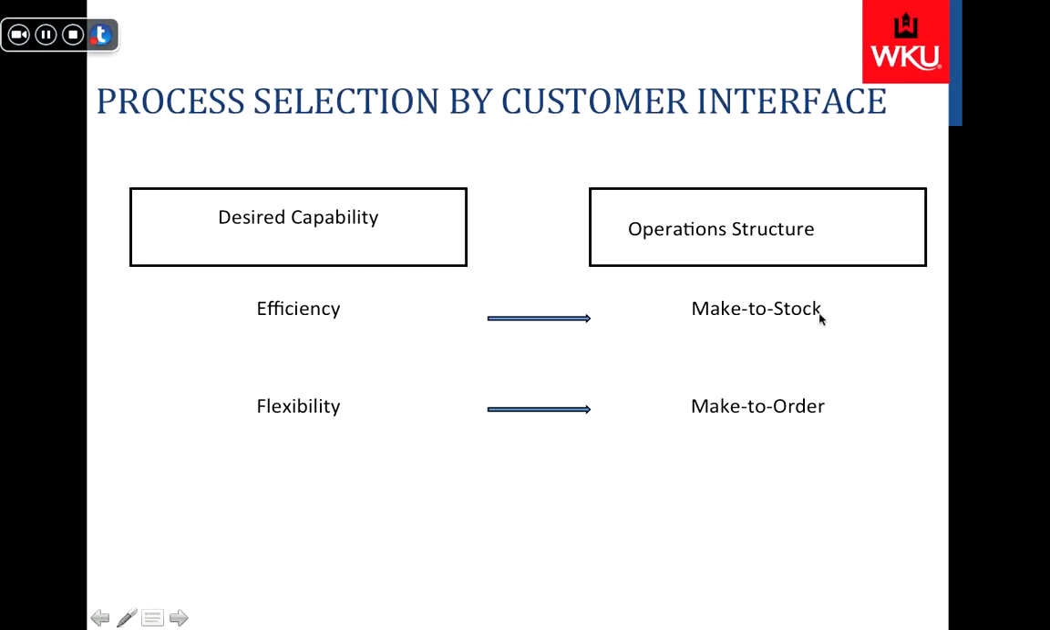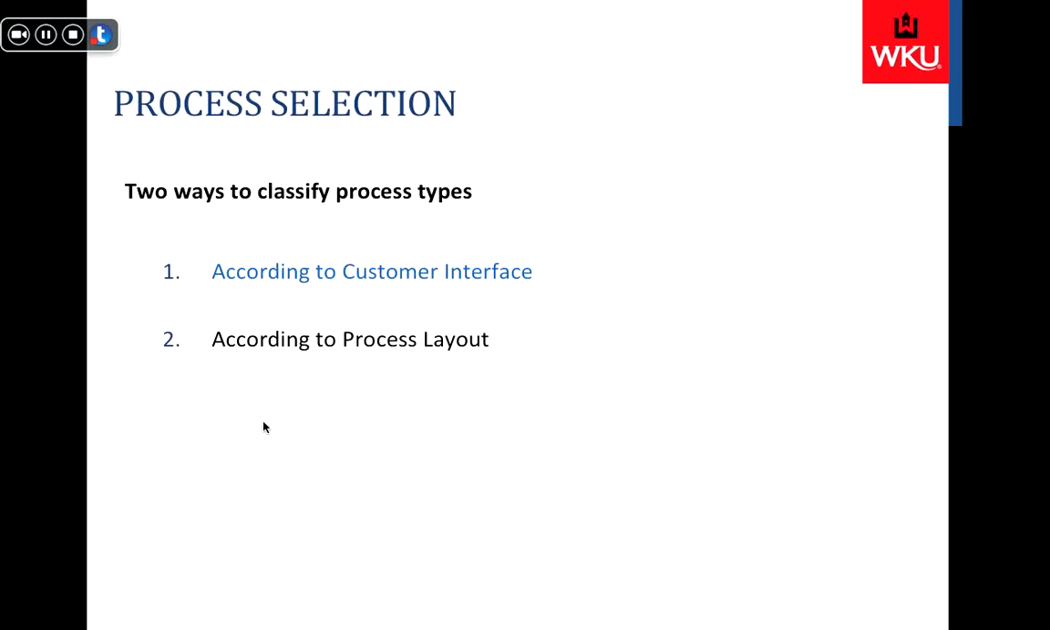The desired capability for make to stock is efficiency, because our profit margin is very low. We want to take advantage of economies of scale. The desired capability for make to order is flexibility, because we want to offer higher product variety to our customers, because their preferences are different. Because of this, our profit margin is high as well.